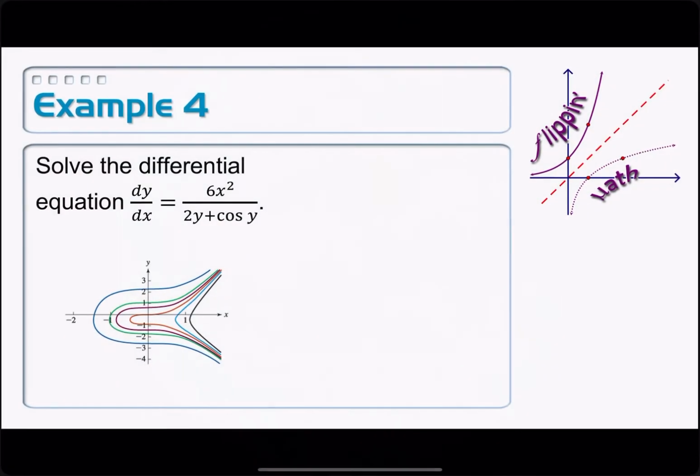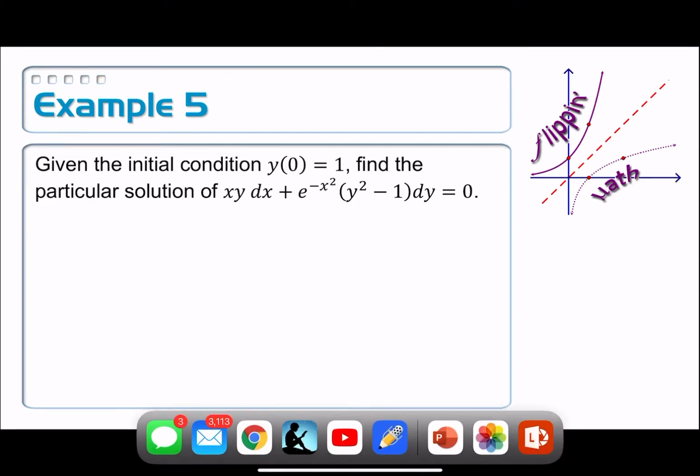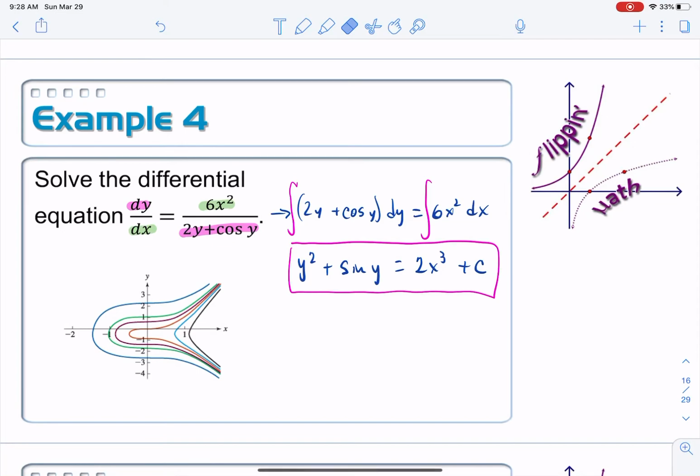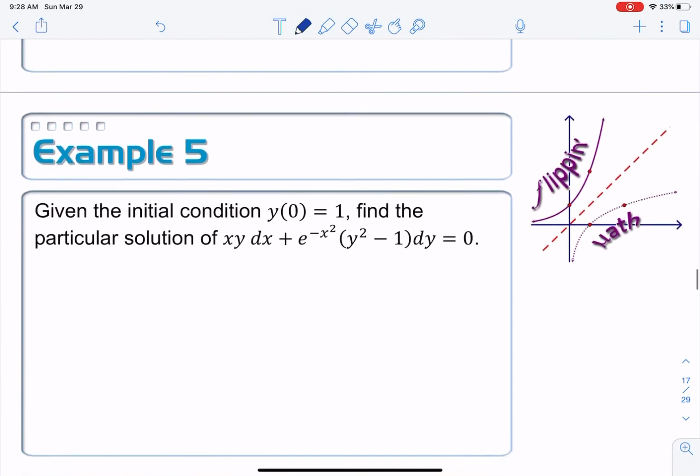Obviously, example 5, given the initial condition y of 0 is equal to 1, find the particular solution of xy dx plus e to the negative x squared times (y squared minus 1) dy equals 0. All right, and unfortunately I don't have a nice graph to preview this with, or to scare you with, depending on your perspective. So let's just give this one a try after we switch it to our official blue color.